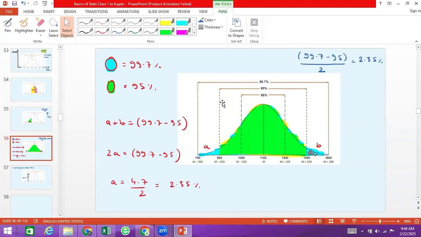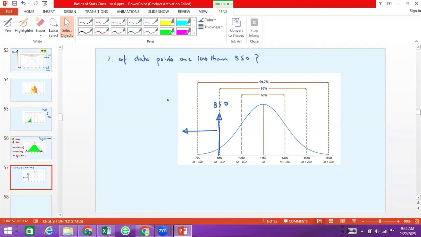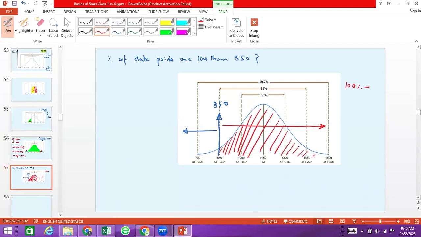This 99.7% just covers plus minus 3 standard deviations, but there is data beyond this as well. So when I'm saying less than 850, it means that less than 850 is the same as 100% minus this red area. And how much is this red area? If someone asks me how much this red area is, I'll simply calculate it like this.